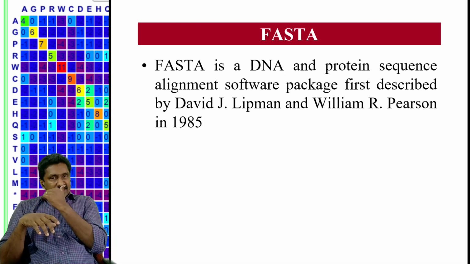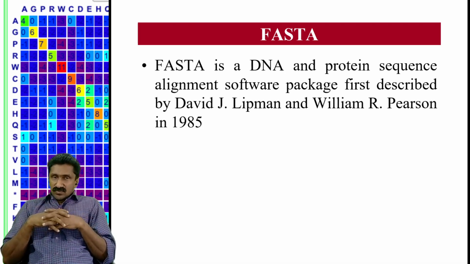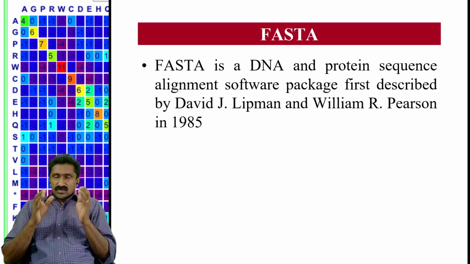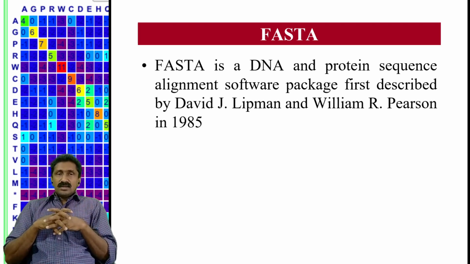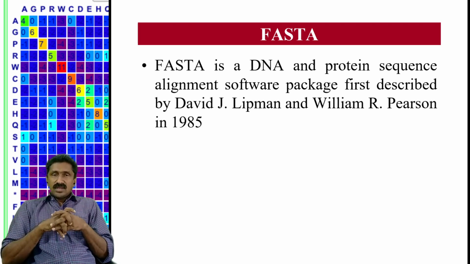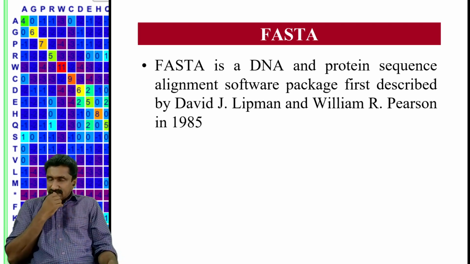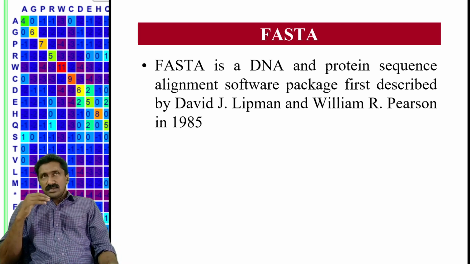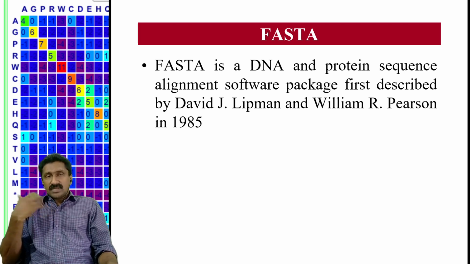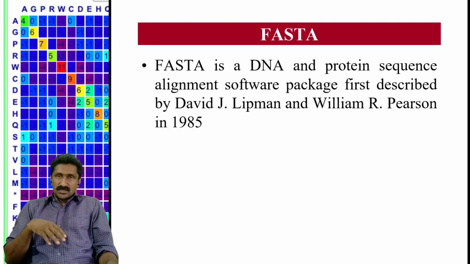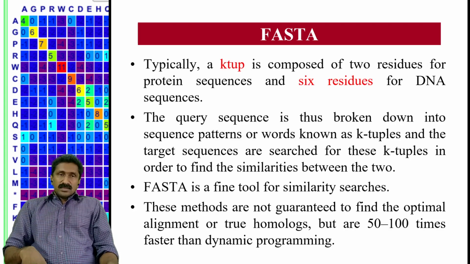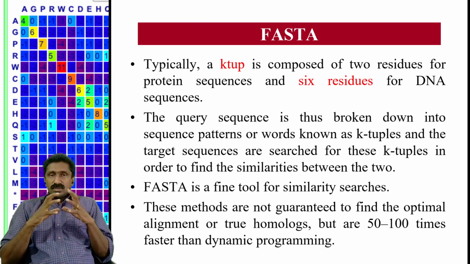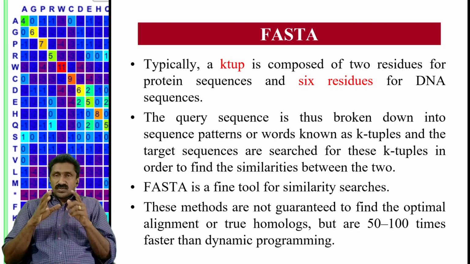FASTA is a DNA and protein sequence alignment software, and both can be done. The software package was first described by David J. Lipman and William R. Pearson in 1985, but the actual implementation was done by 1988. Typically, a k-tuple is composed of 2 residues for protein sequences and 6 residues for DNA sequences.